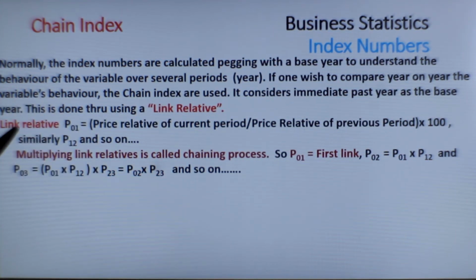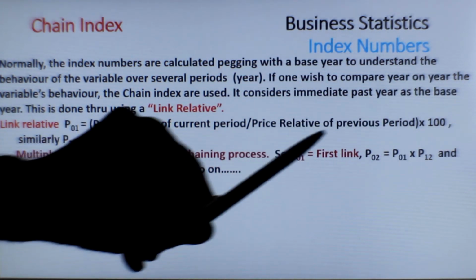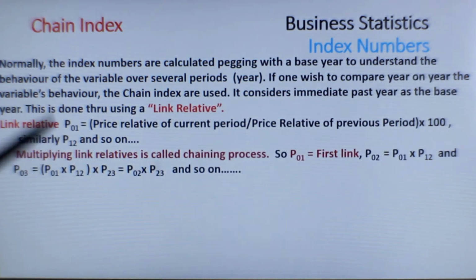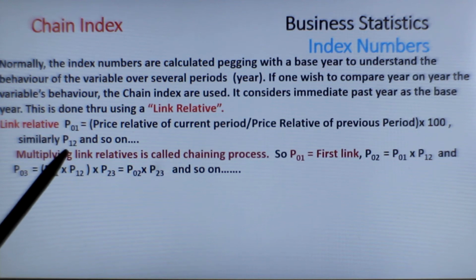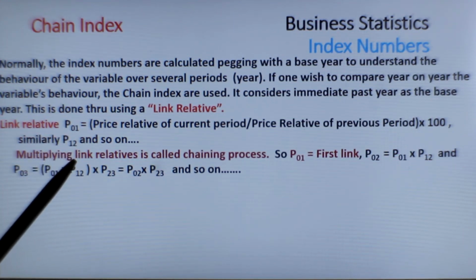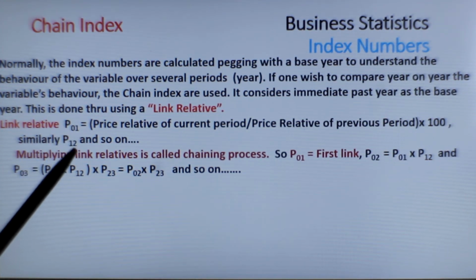So if you consider what is a link relative, okay, of P01, the price relative of the current period over the price relative of the previous period into 100 is considered as a link relative. So similarly, you can do it for the next link relative, wherein the base year is 1 and the current year is 2. Suppose this is 2020 and this is 2021, this will be 2021 and this will be 2022. Like that you can go on doing it.